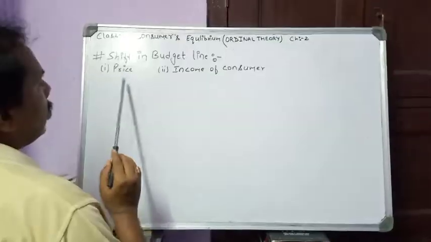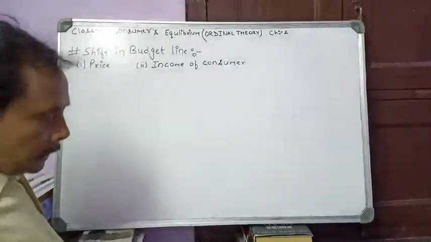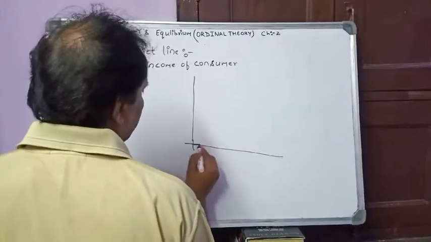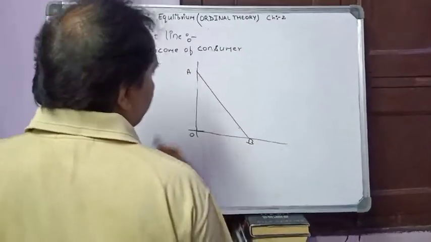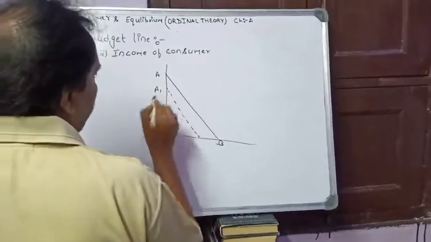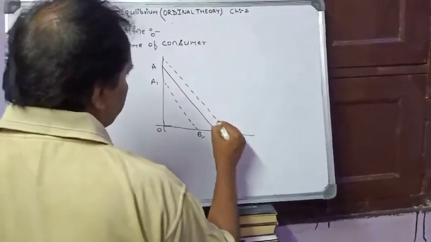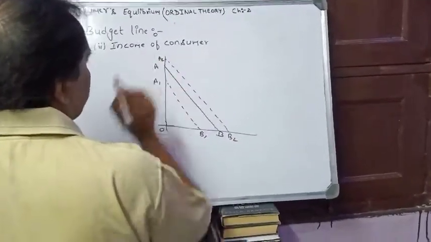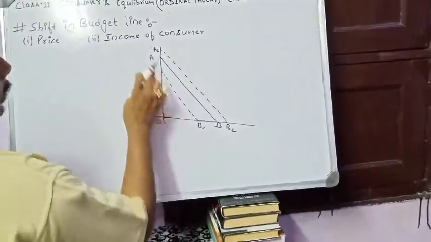Okay. Now come to the shift in budget line. So how does the budget line shift? Suppose it is a budget line. So AB is a budget line and another, A1 B1, is another budget line. Next is B2 A2, a budget line. So here there are three budget lines: AB, A1 B1, A2 B2.